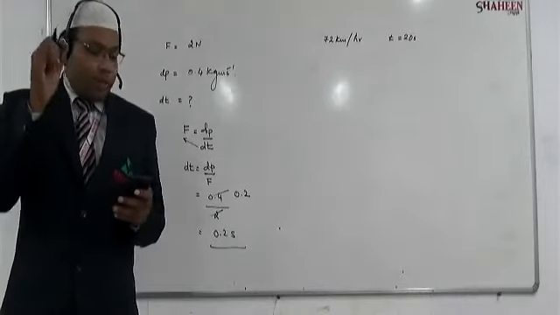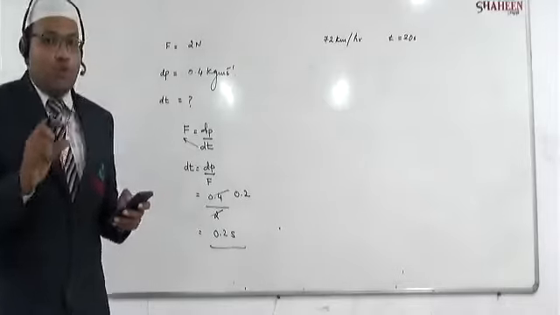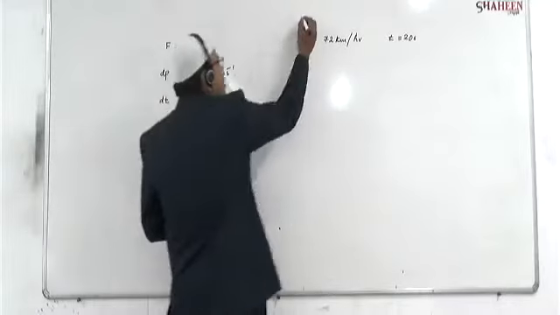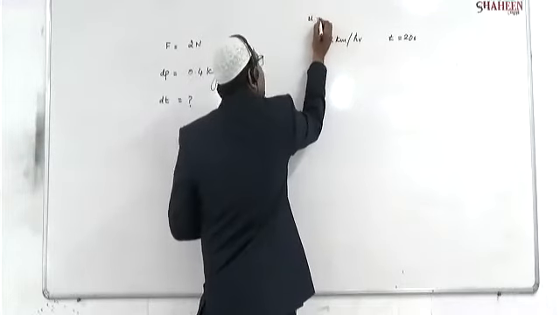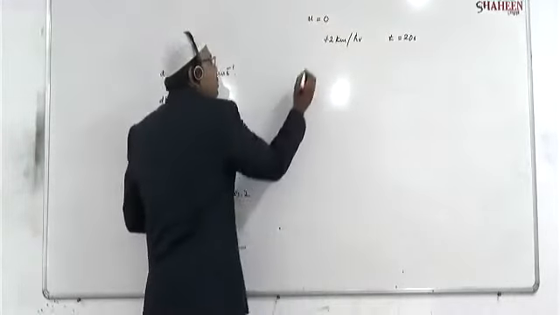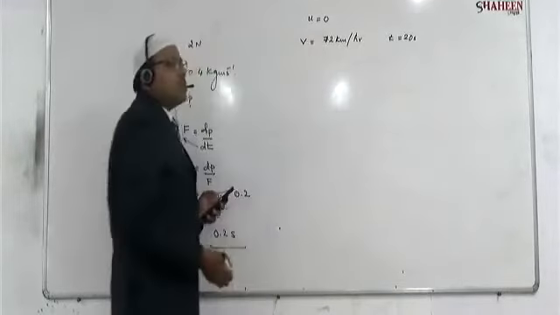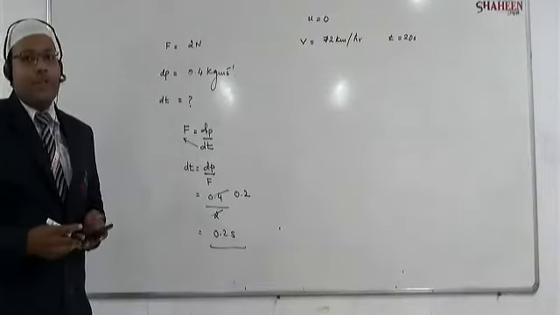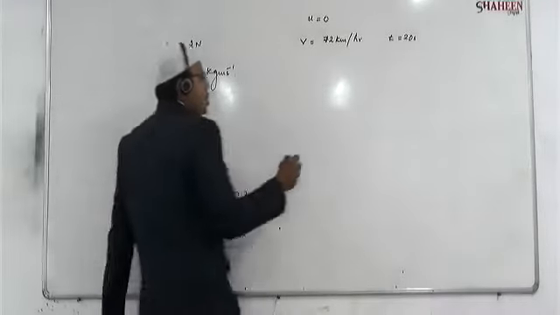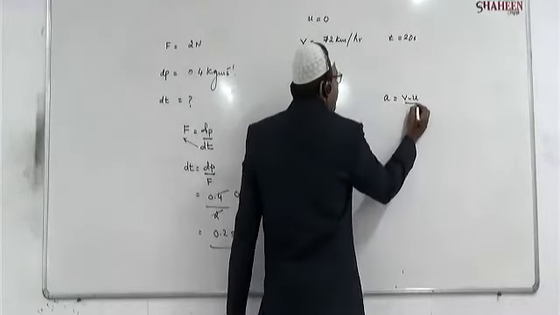See, it is clearly mentioned: the bus accelerates uniformly from rest. Uniformly from rest means, as per the question, the initial velocity is 0. And it is acquiring how much speed? 72 kilometers per hour in 20 seconds. So we have to calculate the acceleration. What is the formula for acceleration? You know the formula for acceleration. Acceleration is equal to v minus u by t.